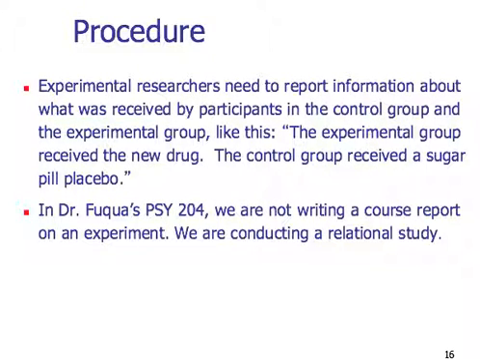In experimental research, where researchers are doing a true experiment, they need to report more information about what was going on in their method. They need to state what was received or experienced by the participants in the control group, if there was one, and in the experimental group. So a typical statement might be, the experimental group received the new drug and the control group received a sugar pill placebo. If it were truly that simple, maybe that's all that would be needed in the procedure section, with a little more information. Again, usually in classes I work with, we're not writing a course report on an experiment. We're conducting a relational study.